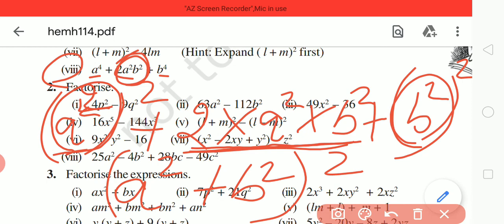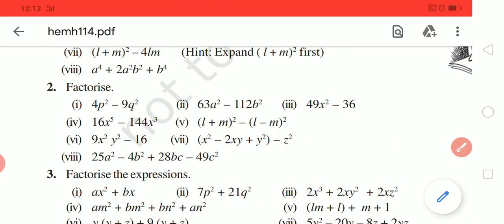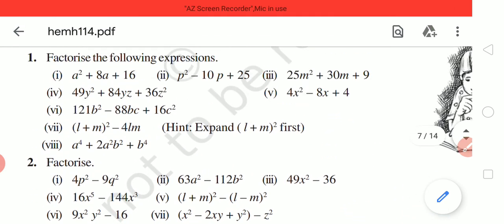So this is the solution of question number 1, and the second will be of the next type of identity. So today we will do only the first question.